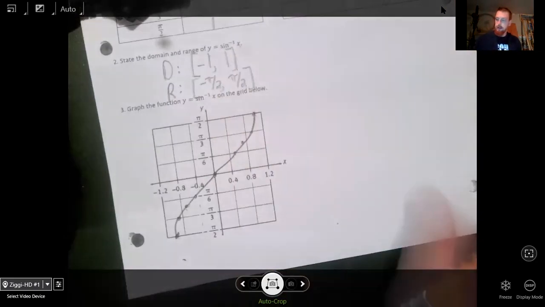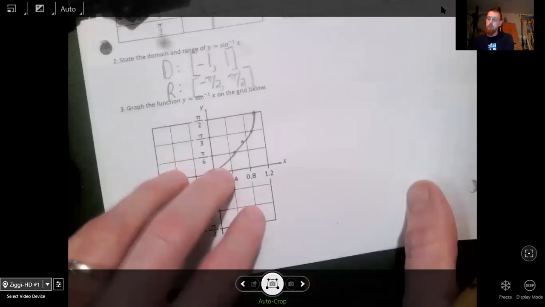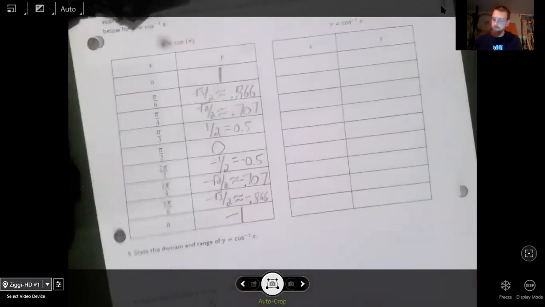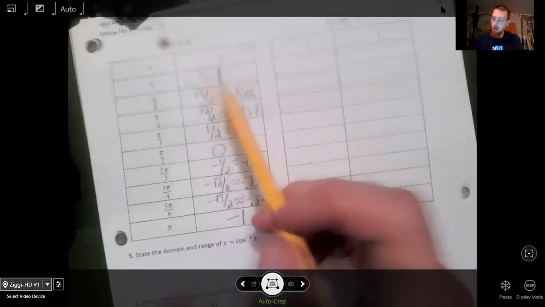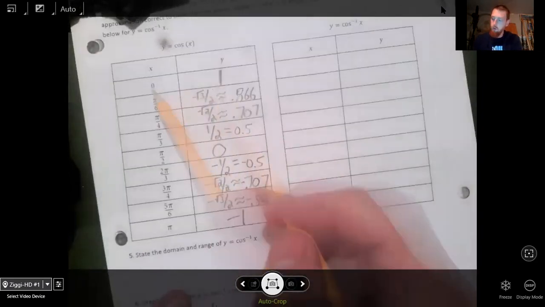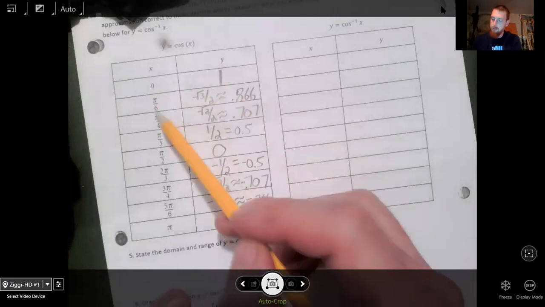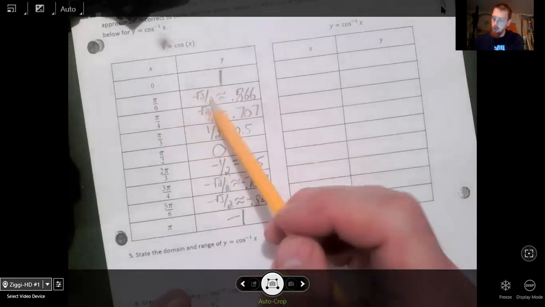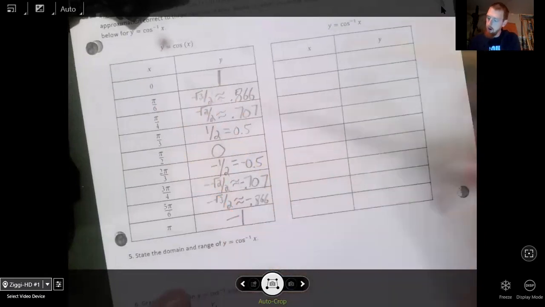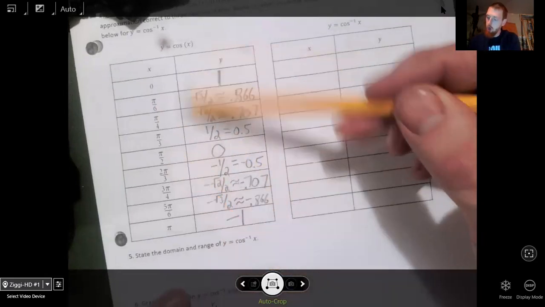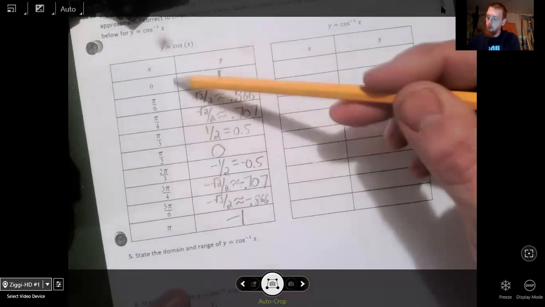So we're going to do the same thing now for the inverse cosine of x. These values come straight from the unit circle. What's the cosine of 0? 1. What's the cosine of π/6? √3/2. What's the cosine of π/3? 1/2. So these are our cosine values in quadrant 1.